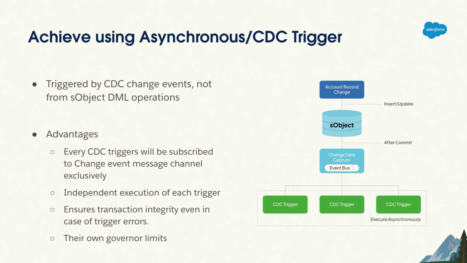Then number two, it actually runs on an independent execution cycle, which means all the governor limits that you think you will be hitting, it actually makes into n number of times the triggers that you are creating on those CDC objects. Number three, it ensures transaction integrity even in the case of trigger errors, which means if something happened on the CDC event level, then you have an option to recall it and process the messages that get lost as part of the transaction. And the last one, as I mentioned, it also goes through its own governor limits.